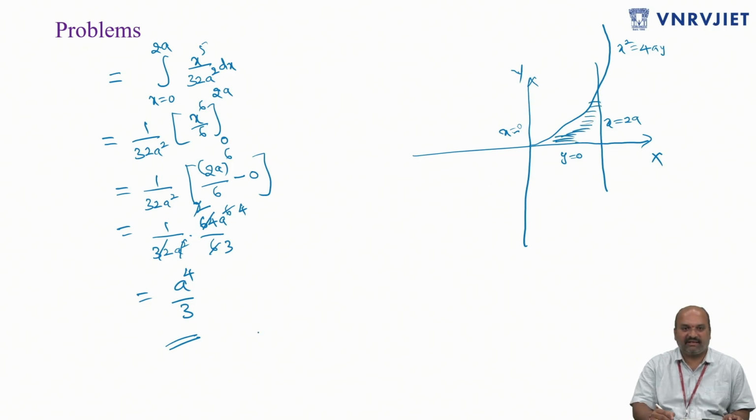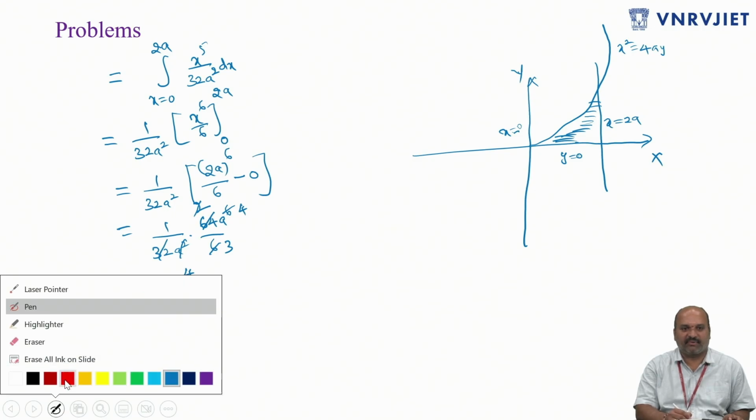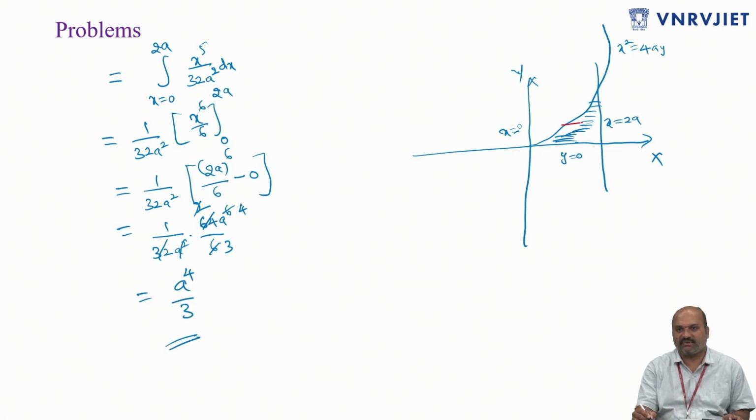But instead of considering a vertical strip, you are considering a horizontal strip in the region. If you consider a horizontal strip, you have to consider the limits as x limits in terms of y. That means here you have to express this parabola as x equals 2 root ay. x square equals 4ay, apply square root on both sides, root over 4ay, 2 root ay. So the limits are now x varies from 2 root ay to 2a. The left end of the strip is moving on 2 root ay, the right end of the strip is moving on 2a.